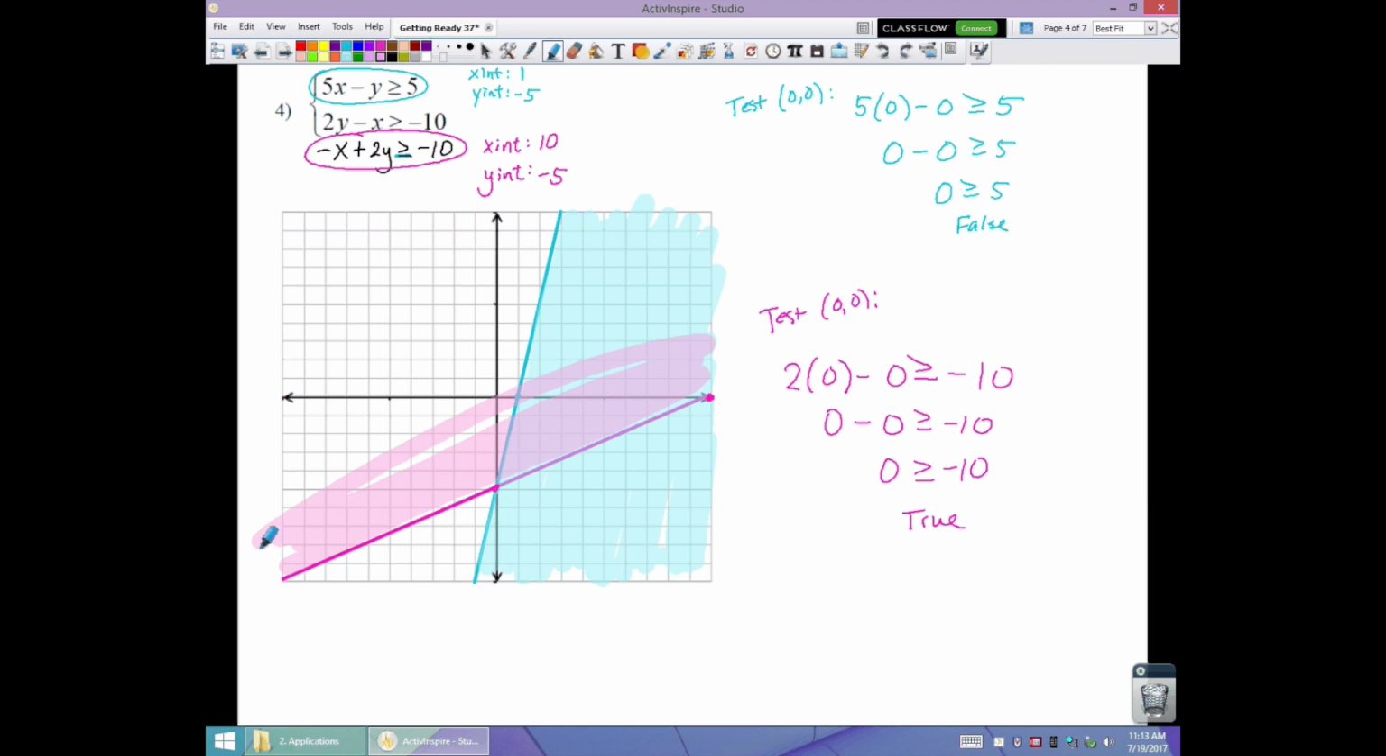So again, everything in blue works in the top inequality, everything in pink works in the bottom one. We are actually interested in what works for the system, for both, and that is where we overlapped the part that became a sort of purple color here. I'll make it look more purple, but this section in the upper right. Any point in this purple section would work for both inequalities.